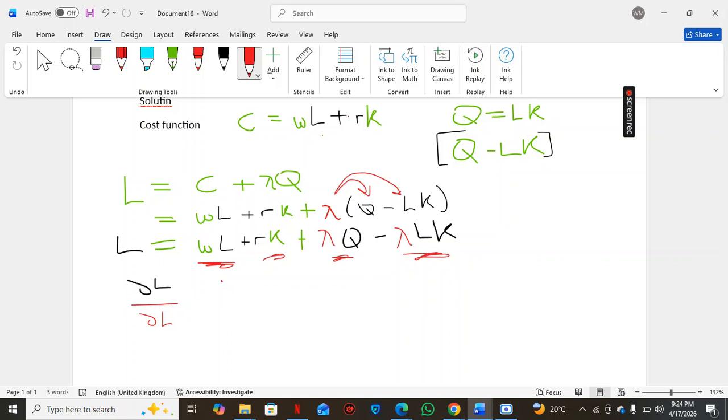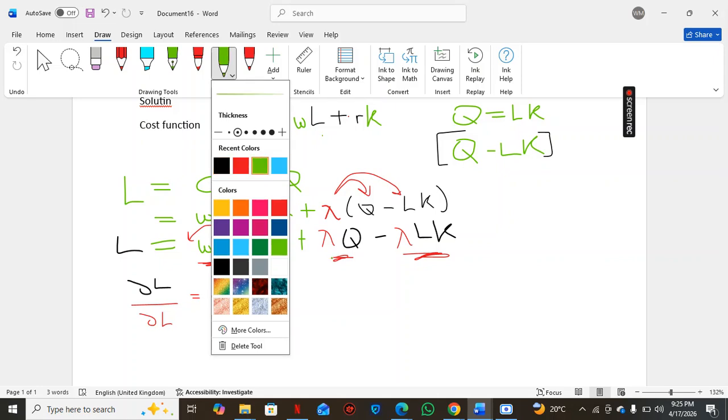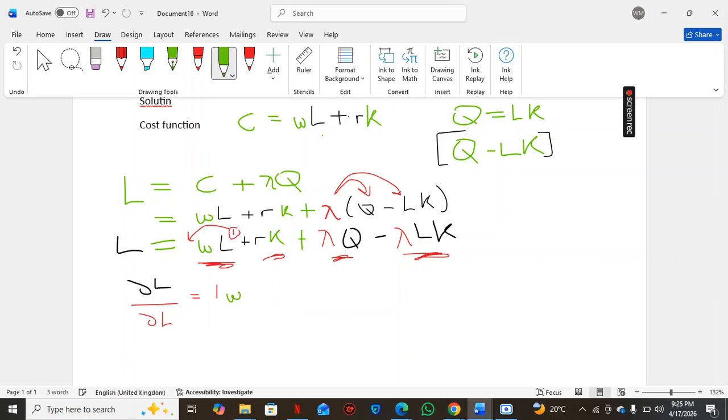Remember this L is like L to the power 1, right? So when deriving, you just multiply the exponent times the number in front of the letters. 1 times 1, you get 1, so 1W. Then remember, you always have to subtract a 1 from the exponent. 1 minus 1, that is 0. So L to the power 0 is just 1. So when we derive this WL, we just get W.